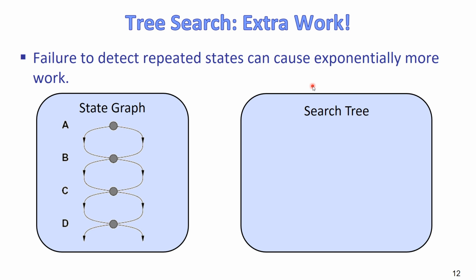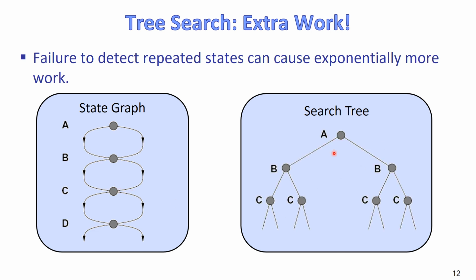But as we said earlier, in tree search we can expand the same node more than one time. As an extreme example, look at this state graph. You can reach from A to B in two ways, from B to C in two ways, and so on. If we expand the search tree, we get something like this. In this search tree, this subtree is exactly this subtree. Why? Because here we got to state B and here we got to state B and we expanded both. So this is repetition in computations.